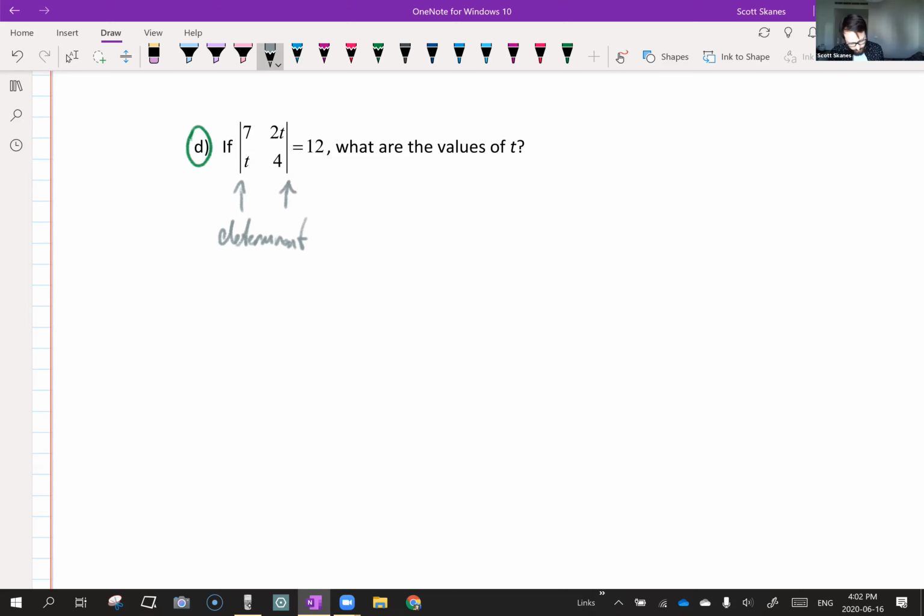Let's do this question. What are the values of t? We need to solve for t. So first things first, we'll get the determinant, and then we'll compare it to 12. Okay, and let's see what happens. We know that 7 times 4 minus 2t times t equals 12.